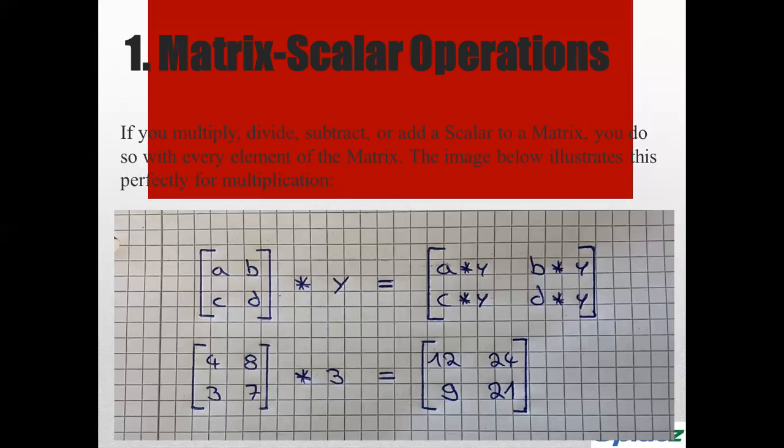For example, 4 8 3 7 is the matrix and it's multiplied by 3. So 3 multiplied by 4 is 12, 3 multiplied by 8 is 24, 3 multiplied by 3 is 9, and 3 multiplied by 7 is 21. This is what happens when you multiply a matrix with a scalar. Hope this is clear.